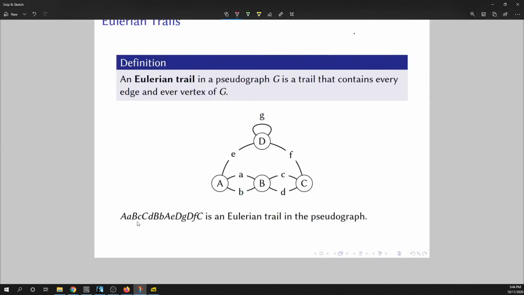And let's trace through it just to verify everything's correct here. So we start at A, and then we go to vertex B via edge A. Then from vertex B to vertex C using edge C, and then back from C to B using edge D, then from vertex B to vertex A using edge B, then from vertex A to vertex D using edge E, vertex D to itself using the loop, then from vertex D to vertex C using edge F, like so. Okay. So that is an Eulerian trail.